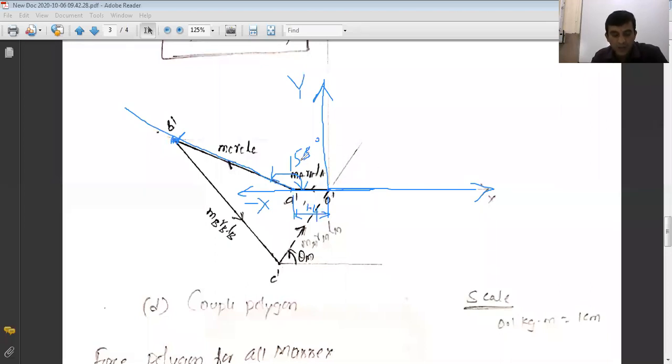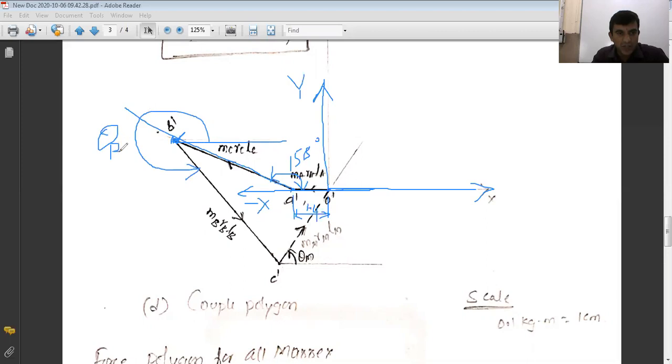Just give me a response. It's in the second tabular column. 0.6, sir. Yeah, 0.6 kg meter square, converted to scale. How much did you get? Six centimeter. What is the orientation? Theta B is how much? The 311 degrees. Now, with respect to this horizontal 0 degree line, measure, okay. 311, that is theta B.